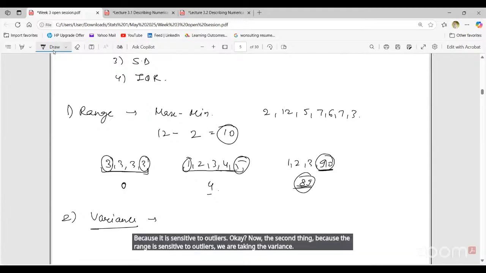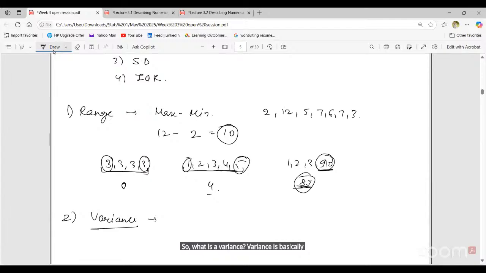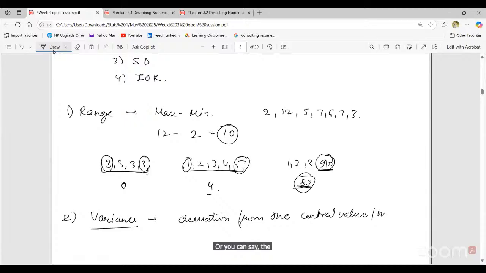So what is a variance? Variance is basically the deviation from the central value, or you can say the mean. Okay, that is my variance.